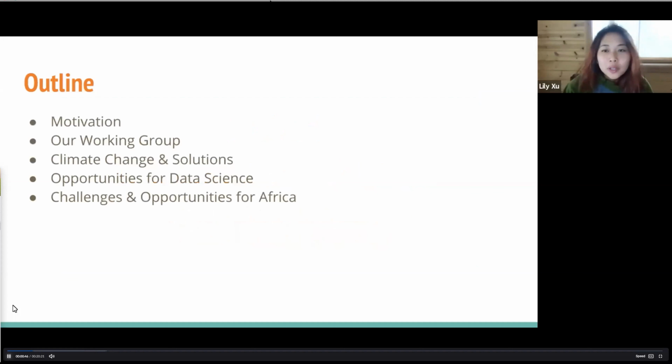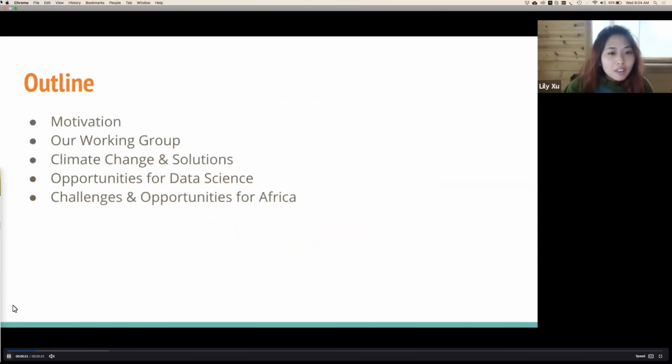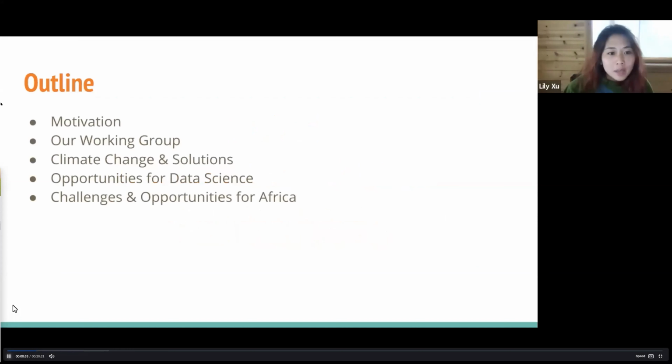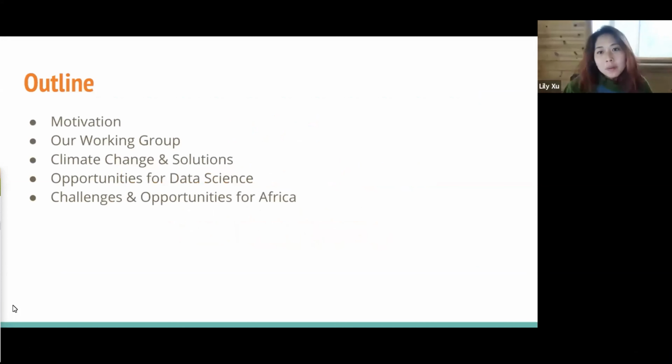So just a quick overview of what we'll be discussing today. We'll be motivating the climate problem, and specifically related to climate justice. We'll talk a little bit about our working group, the members that comprise our group, and what our mission, our focus has been so far. Discuss a little bit about climate change and solutions. Talk about opportunities for data science, and look specifically at challenges and opportunities for Africa.